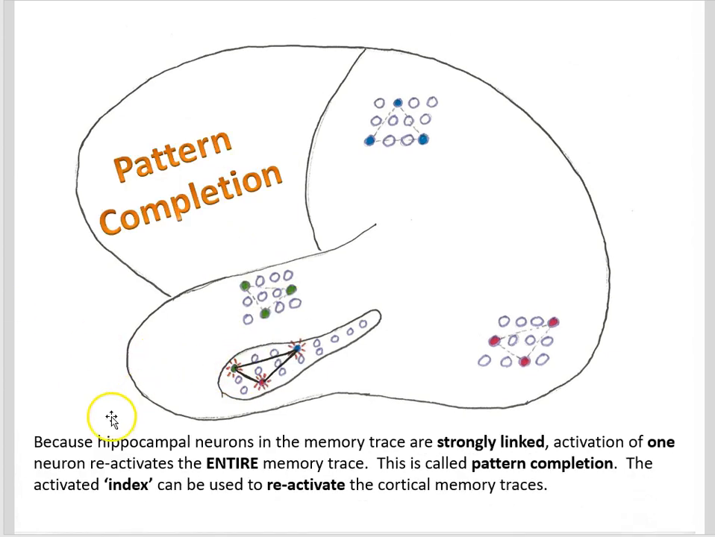But notice then, because hippocampal neurons in the memory trace are strongly linked as a result of neuroplasticity, activation of one neuron reactivates the entire memory trace. And this is called pattern completion. The activated index can be used to reactivate the cortical memory traces. So notice initially the green cell here was activated, but because of strong connections to the red and the blue cell, the entire hippocampal memory trace can be reactivated. And scientists call this pattern completion.